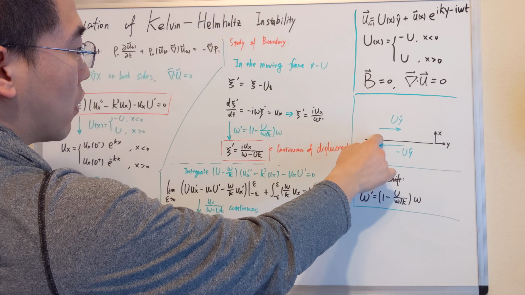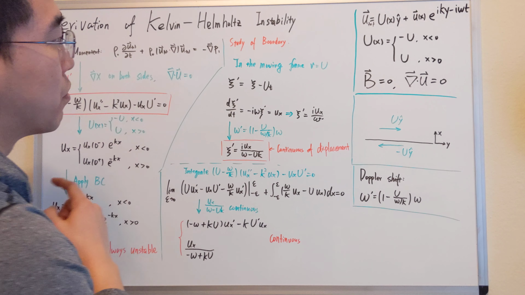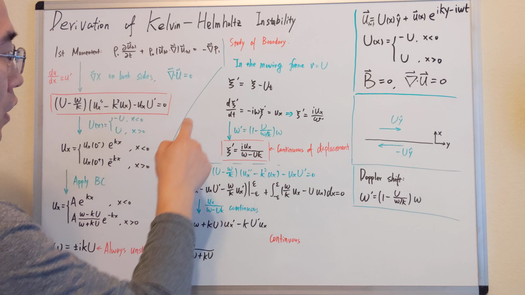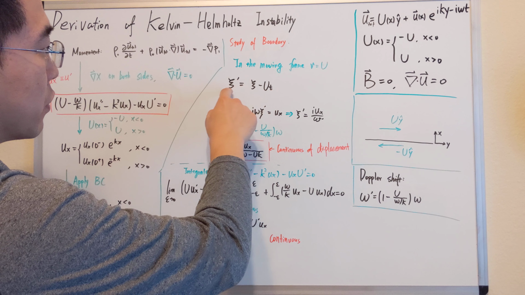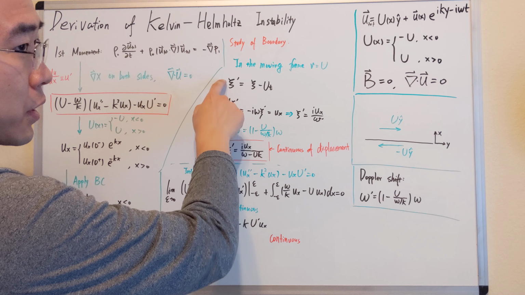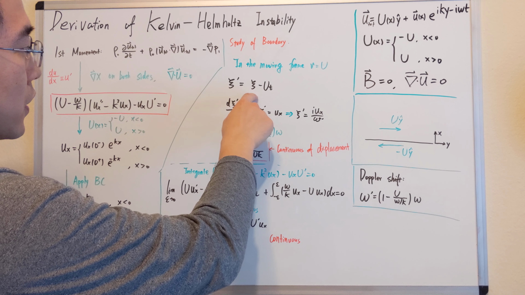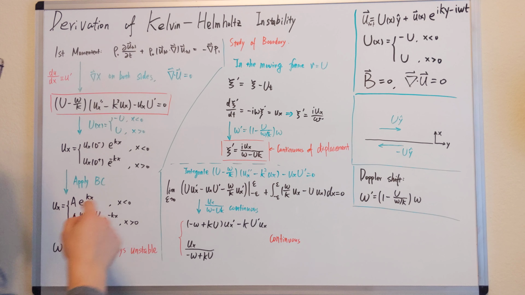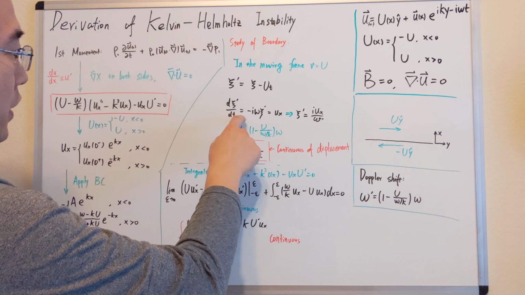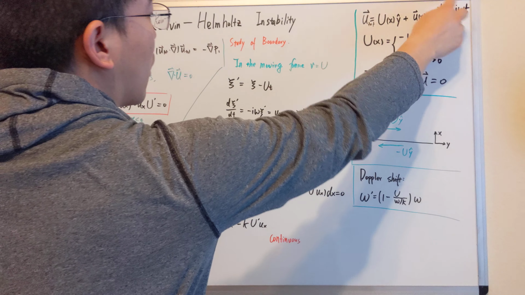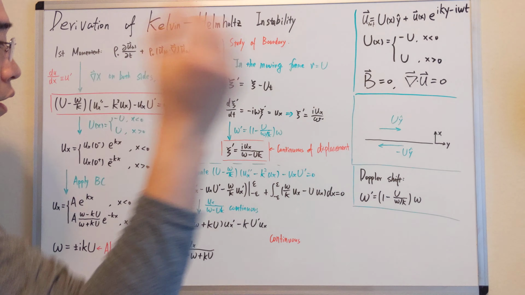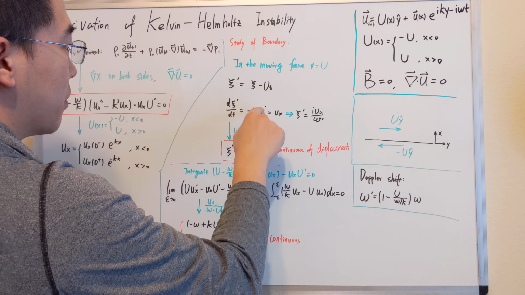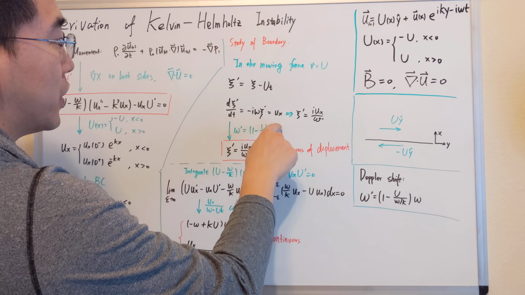First, for our convenience, we move to the moving frame at v equals big U. Then in the moving frame, the displacement ξ prime equals ξ minus big U t, and dξ prime/dt then becomes only this term. Then it is only oscillating. So we have negative i omega ξ prime equals u_x.